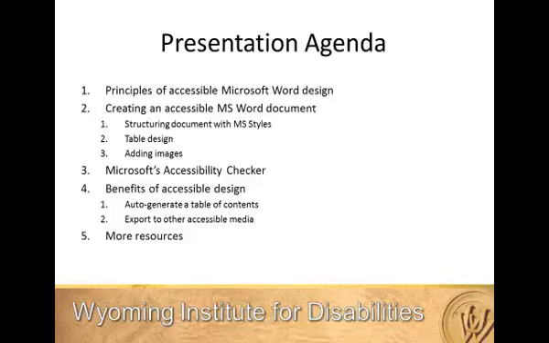First, we will review the 3 principles of accessible Word document creation. Second, create an accessible Word document. Third, check our document with Microsoft's Accessibility Checker. Fourth, discuss the benefits of accessible design. And 5, finish up with a discussion on more resources.